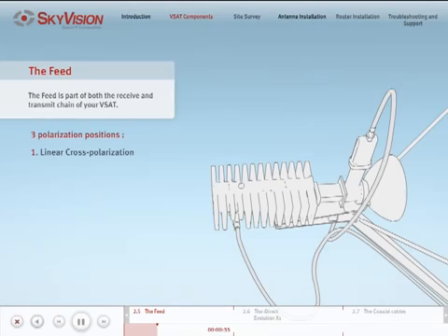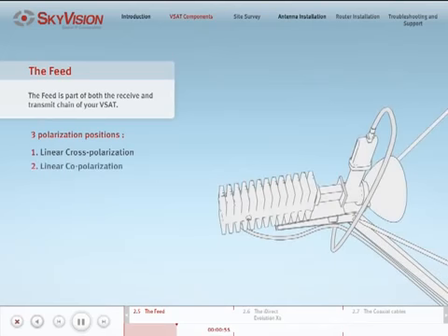Linear cross-polarization. In order to transmit and receive in opposite polarities, you will need to assemble the feed so that the receive part of the OMT, which the LNB is attached to, is perpendicular to the ground, and the wide face of the waveguide is parallel to the ground.